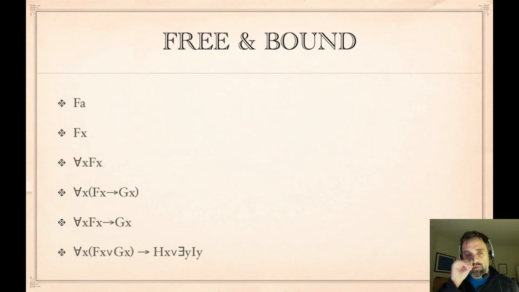Here we have a fairly complex sentence. We have a conditional. The antecedent is for all x, Fx or Gx. The consequent is Hx or some y, Iy. The universal x in the antecedent occurs above the x's in Fx and Gx, and so binds both of them. The universal does not occur above the x in Hx, and so does not bind the x in Hx. The x in Hx is free. The y in Iy occurs beneath the some y, and so the y in Iy is bound. So those are examples of binding.